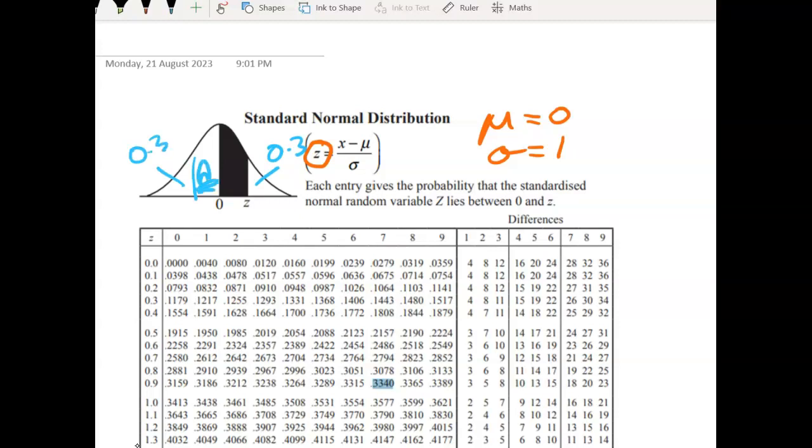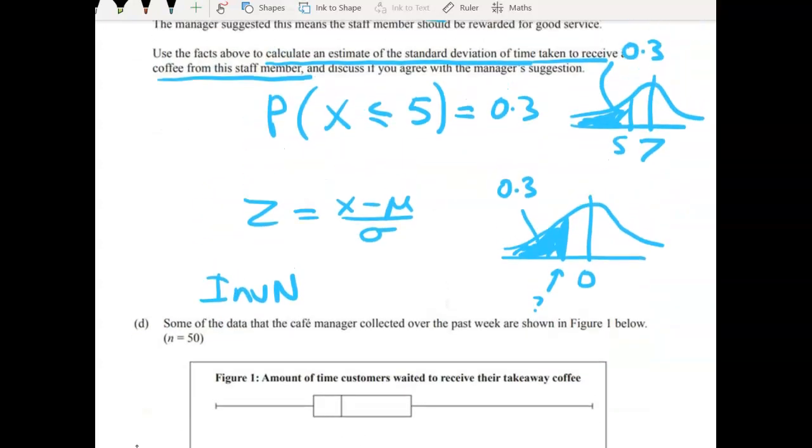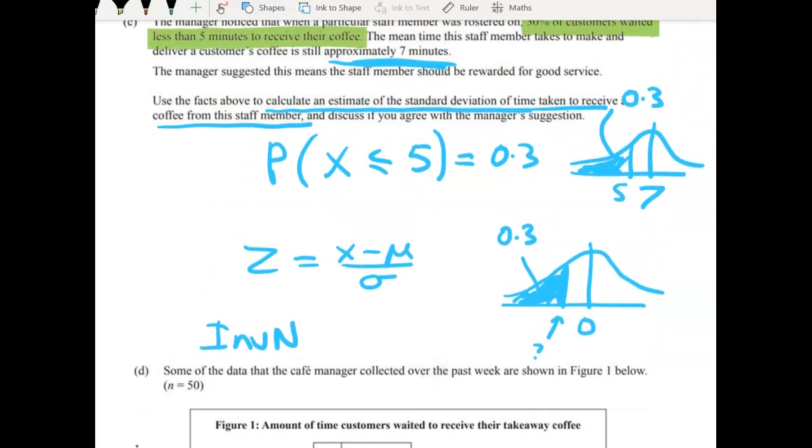So the number that I'm looking for inside the table to fit the pattern is 0.2 here. Right, so you can see that it's going to be somewhere in here. At 0.52, I'm at 1985. If I add on a bit from over here, I'm nearly there. So it's 0.524 using the table. Going back to using the calculator, I'm going to get negative 0.5244.